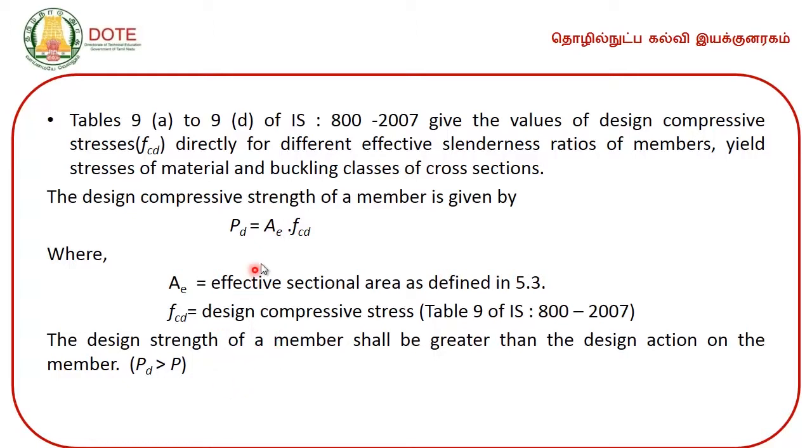And how do we check whether the given compression member is capable of taking the load? We have to calculate the design strength of the member, or design compressive strength of the member, and we will see that it is greater than the design action on the member. That is, Pd is the design compressive strength of the member, and P is the design compressive load on the member. So if Pd is greater than P, then the selected member is OK.